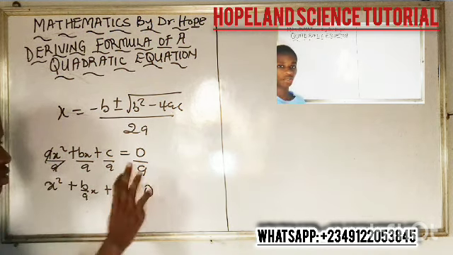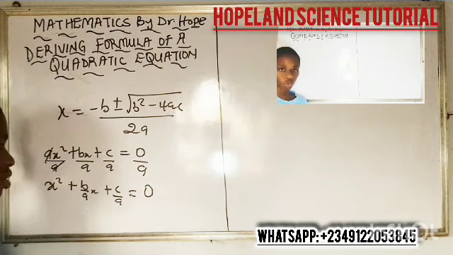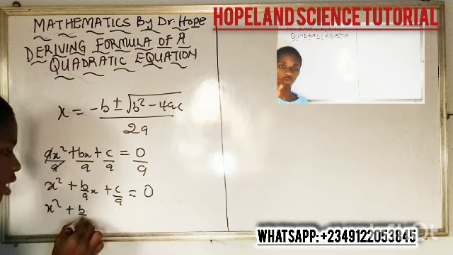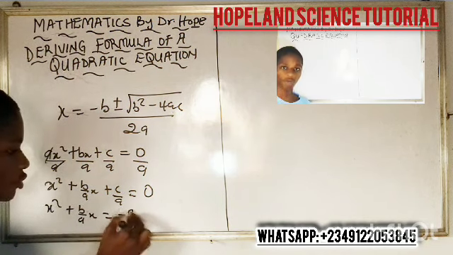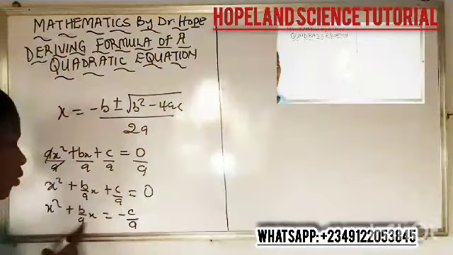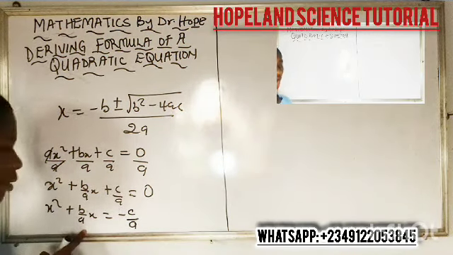Remember the next step, you will take this constant to the other side, right? So we will have x squared plus b over a x equals minus c over a. Now what is the next step of the completing square method?